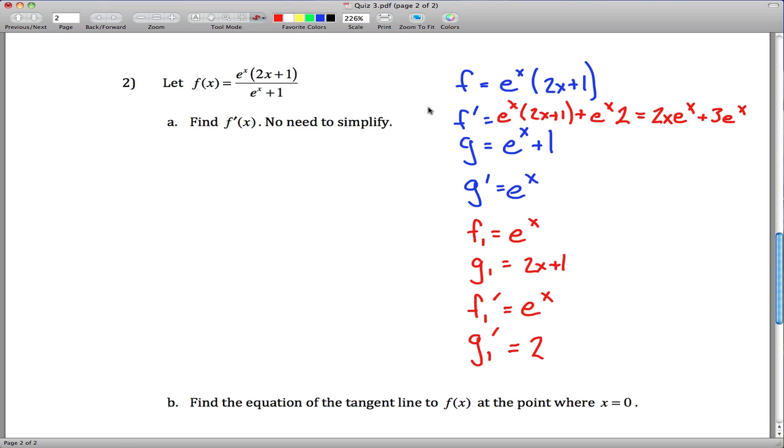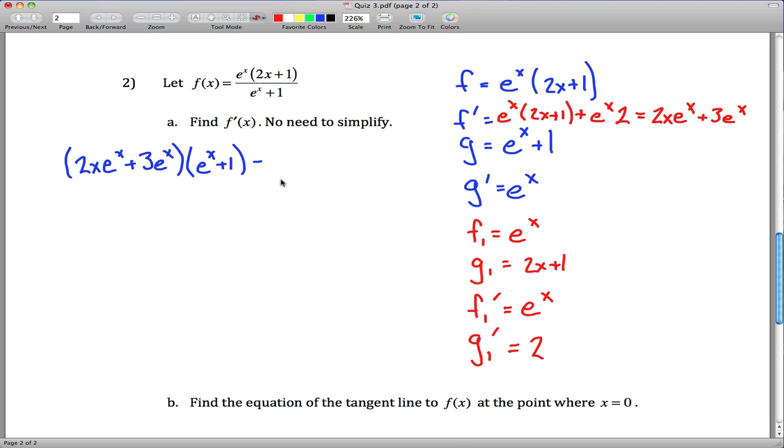And now that we have these first 4 pieces complete, we can figure out our final answer. Our final answer using the quotient rule, we want the derivative of the top, f prime, which is 2x e to the x plus 3 e to the x, and we want that times g. Be careful, it's all that times g, so we need the parentheses.